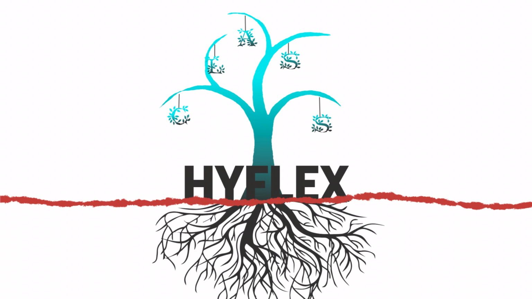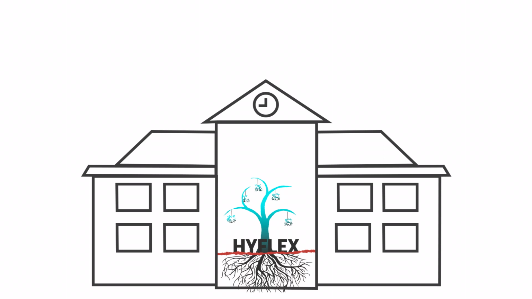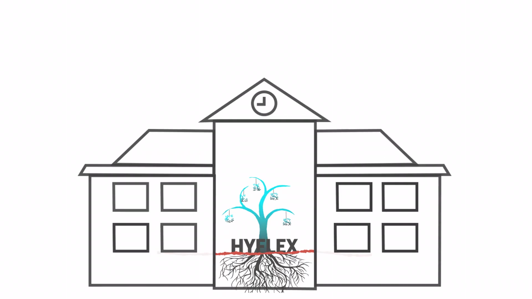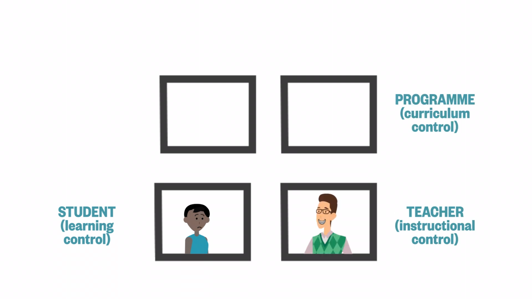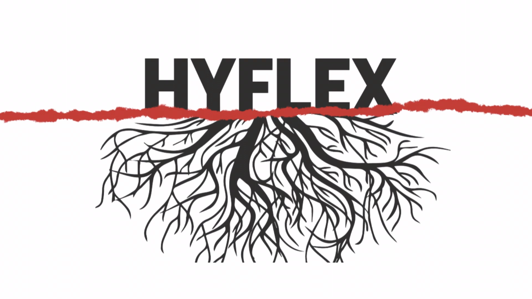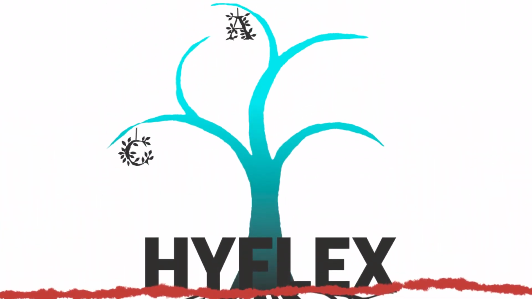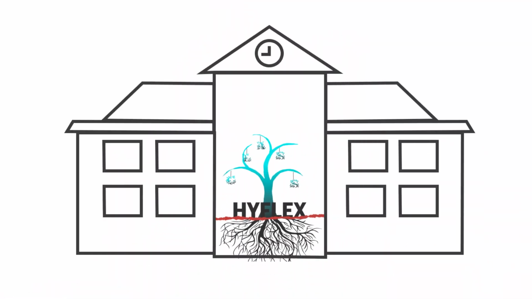Perhaps one of the most interesting things about Hyflex, though, is the extent to which this root system can shape the whole institution. Beattie tells us that Hyflex has the potential to connect the student, learning control, the teacher, instructional control, and the program, curriculum control. But we could argue that it can also connect the institution, administration control. This process starts from those clearly defined values that progress to shape teaching and learning design, that then goes on to determine institutional and administrative management.